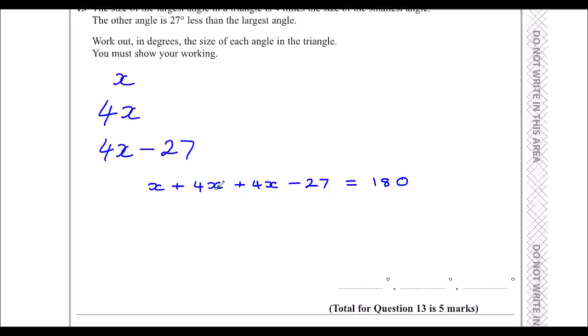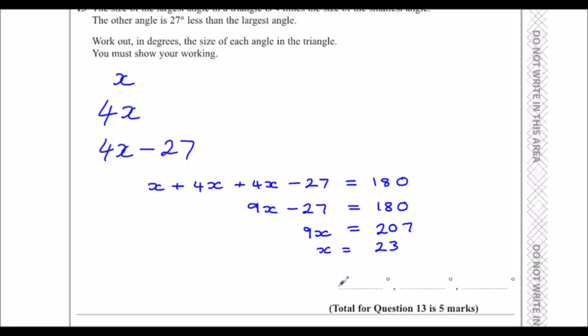So if we collect these like terms, 1x plus 4x plus 4x, that's 9x's. So 9x's minus 27 equals 180, plus 27 to both sides. 9x equals 207, and divide by 9, so divide both sides by 9, 207 over 9, and that says x is 23. So the smallest angle is 23.